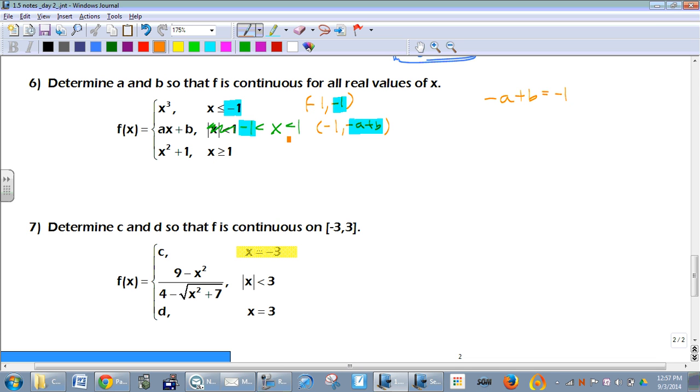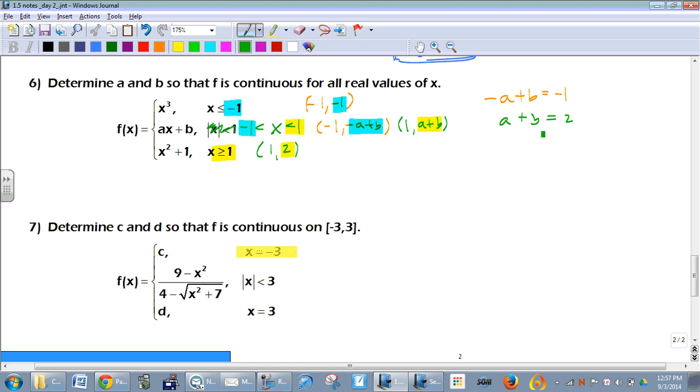We have to do the same thing when x is positive 1. So we're going to look at what happens with these two functions here. If we put positive 1 in here, we get a plus b. Put the positive 1 down here, we get 2 out. So here, these y values have to be the same. A plus b has to equal 2 in order for the function to be continuous at x equals 1.